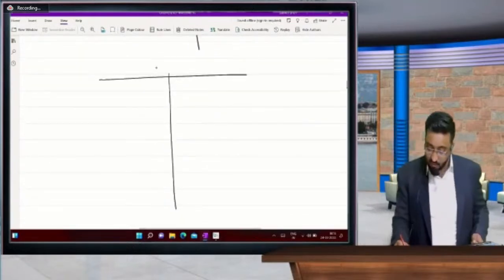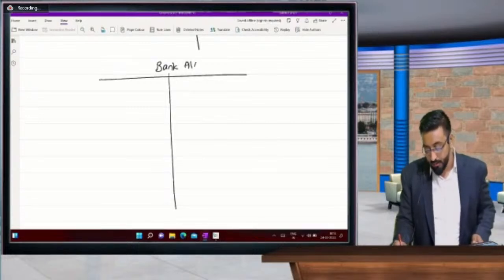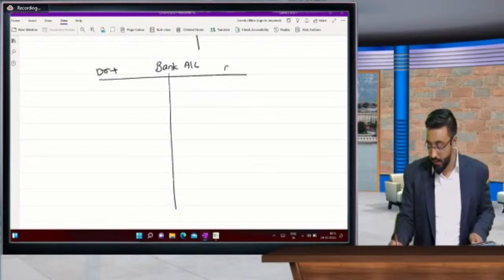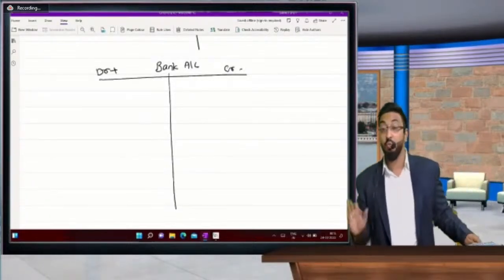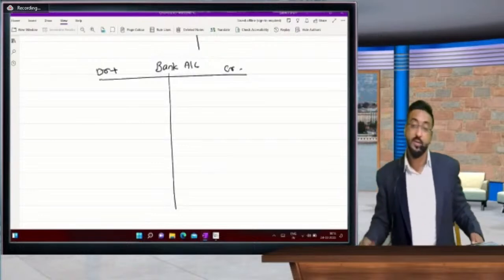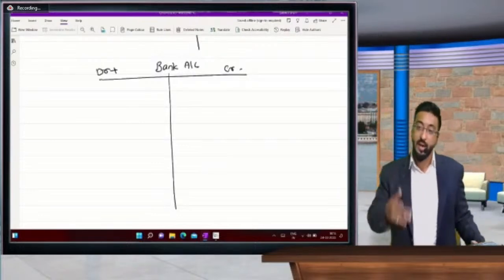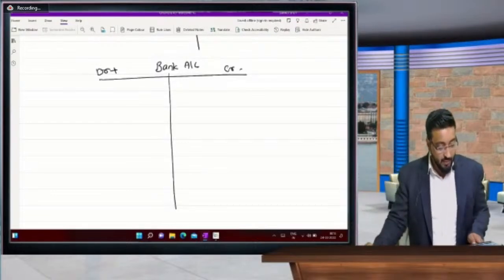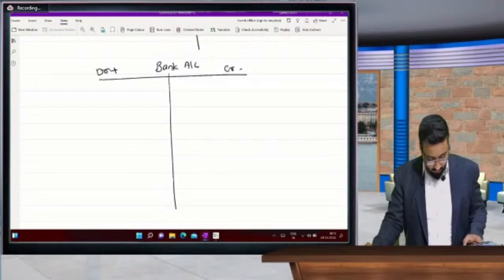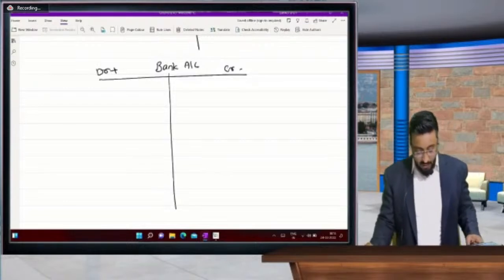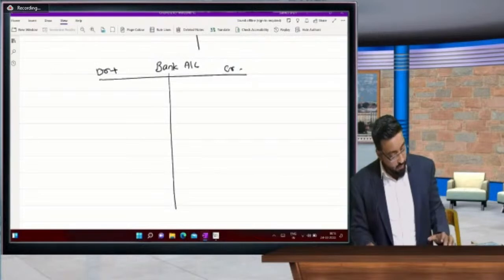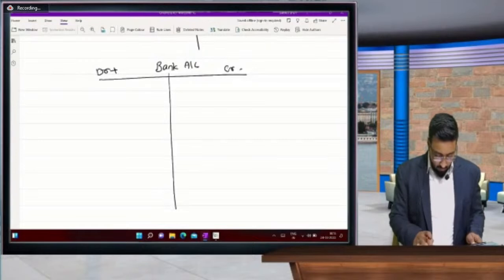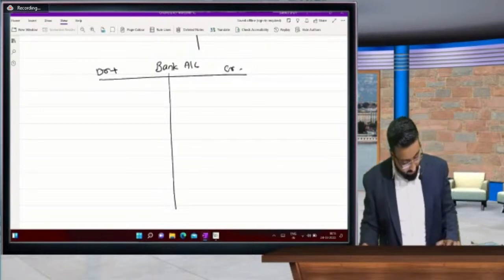Next one is a very important account, that is the bank account. Recall the bank account. Tell me quickly. How many of you are recalling the bank account without looking at the answer? Whatever you can recall, write it in the comment section. I am giving you 1 minute. Write it in the comment section, everyone. Cost, cost, cost, everyone has written it. Very good.